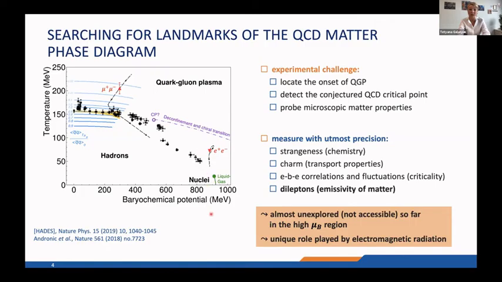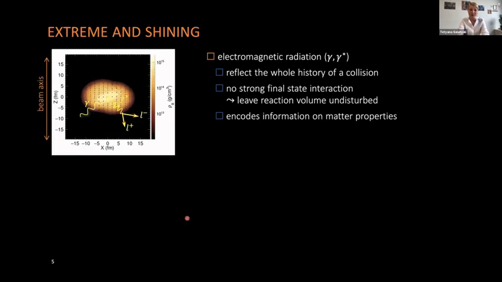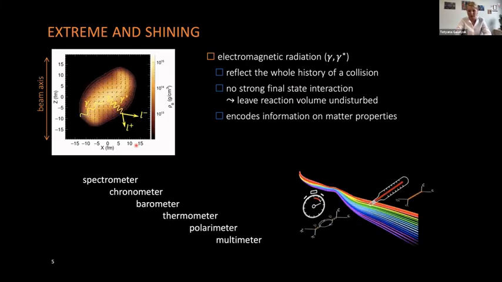And indeed, dileptons do play a unique role in the exploration of different phases on the QCD phase diagram. Why is it like this? Guy nicely introduced that. Photons, real but also virtual photons, are radiated throughout the entire lifetime of the hot and dense matter. They do not suffer from the strong interaction, therefore they leave the reaction volume undistorted, and therefore they can encode and bring to the experimental setups that measure photons and dileptons important information about the spectral properties of the matter, but also about the macroscopic characterization of the fireball, like, for example, the temperature or lifetime of the system from which these photons, real or virtual, were radiated.